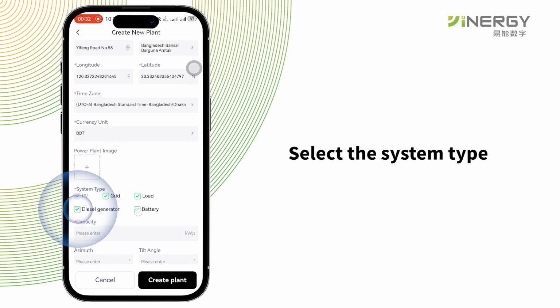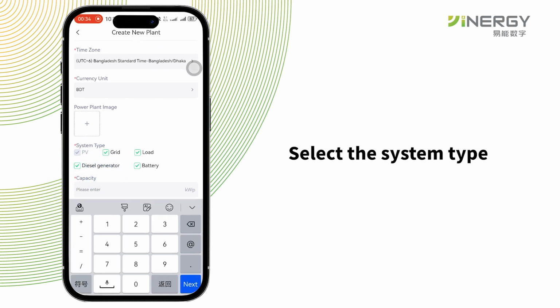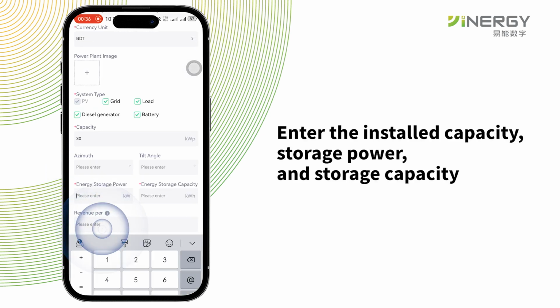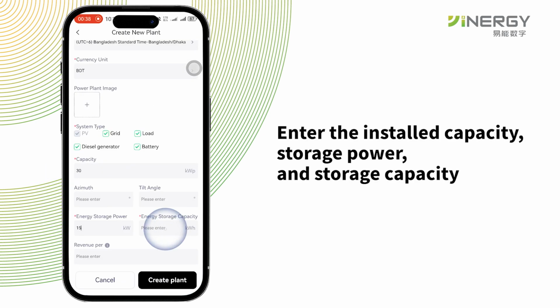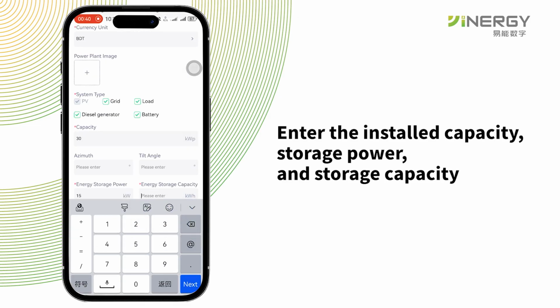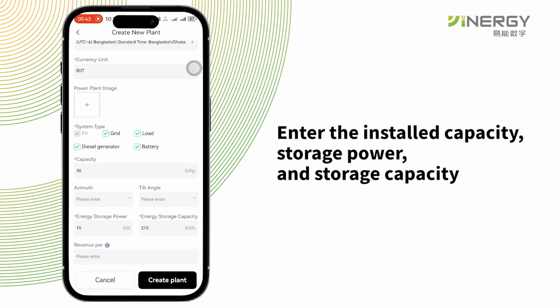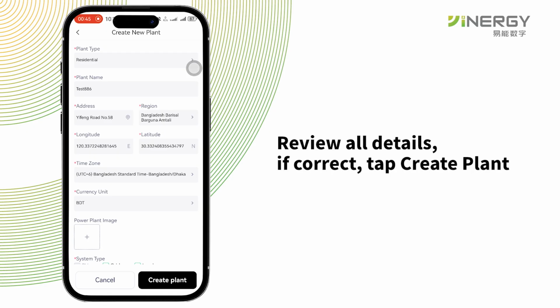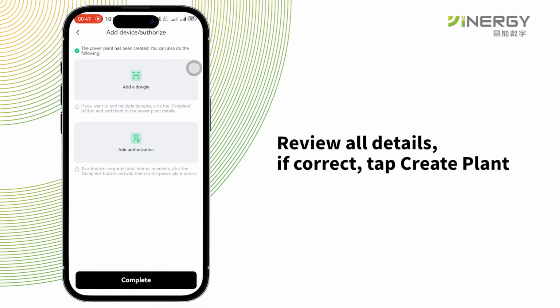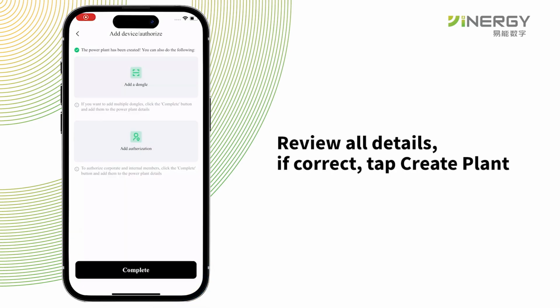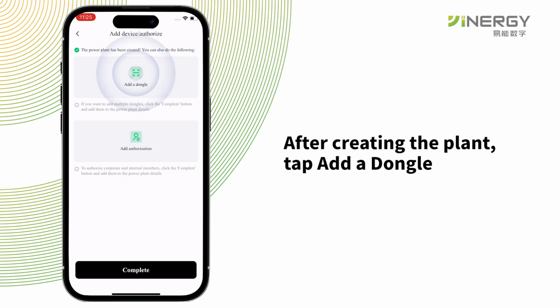Select the system type. Enter the installed capacity, storage power, and storage capacity. Review all details. If correct, tap Create Plant. After creating the plant, tap Add a dongle.